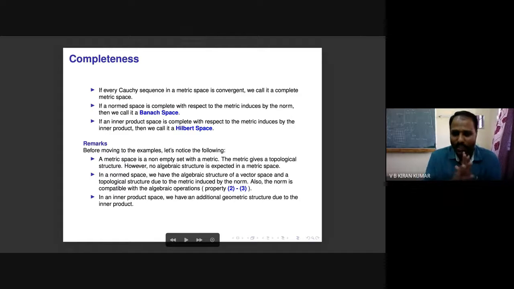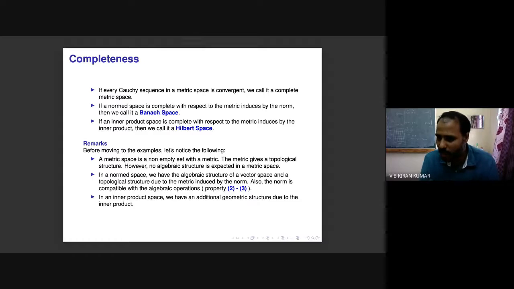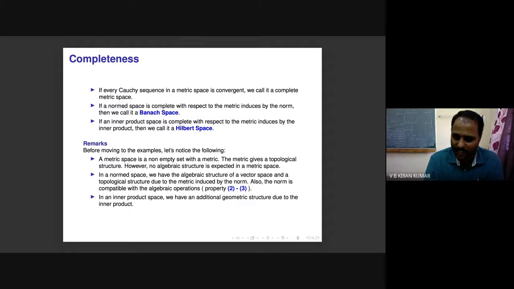Now in an inner product space, what happens? In addition to all these things, we already have a norm and the vector space structure, but our norm is actually induced by an inner product. And an inner product, as I mentioned a couple of slides ago, will give you a geometric structure due to the angle between vectors using the inner product. So an inner product space has a rich structure in addition to the algebraic structure of a vector space and the topological structure introduced by the norm. The norm is actually induced by the geometric property.